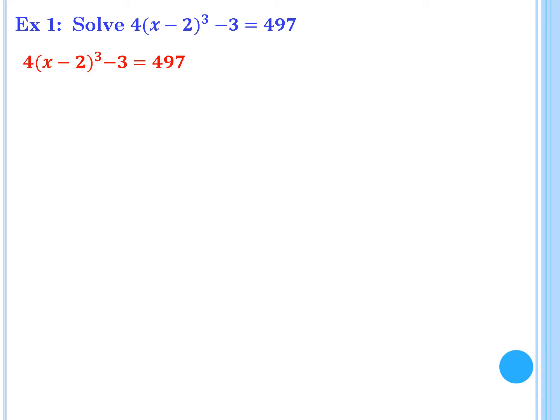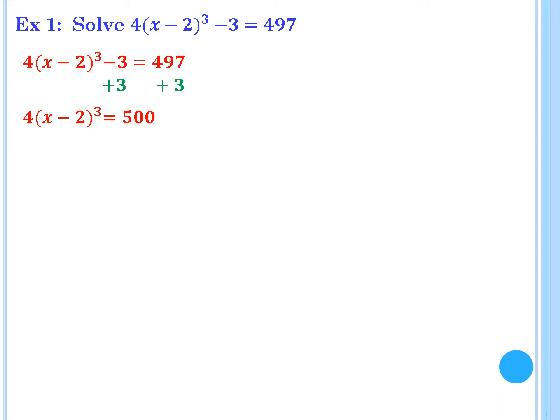So remember, when we simplify, we use PEMDAS. But when we solve, we use SADME. We got to go in reverse. So the first thing I'm going to do is add 3 to each side. When I do so, I get 4 times x minus 2 quantity cubed equals 500.